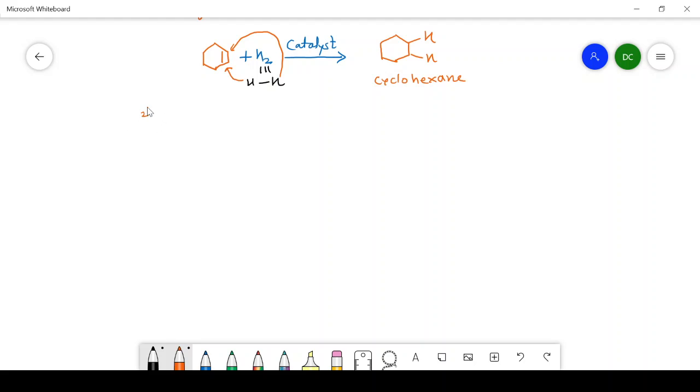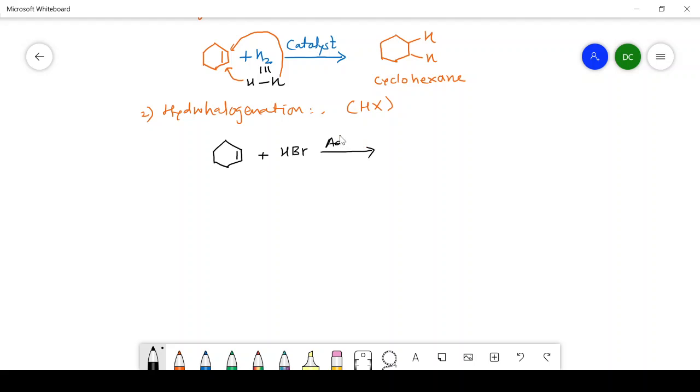The second chemical property is hydrohalogenation. In hydrohalogenation, there is an addition of HX across the double bond, giving the corresponding halocycloalkanes. We will take the example of cyclohexene plus HX. Here the HX is HBr.